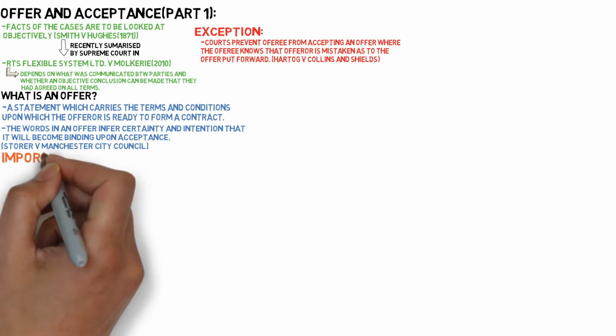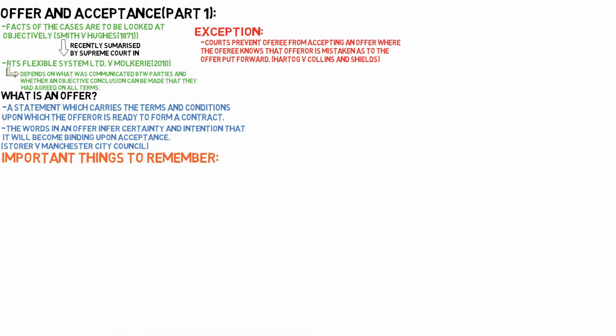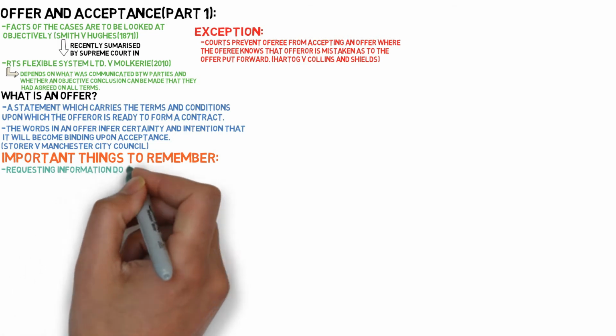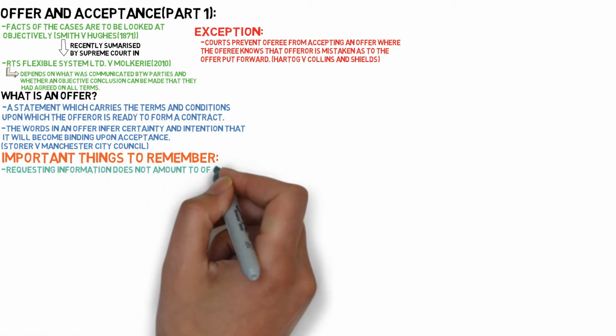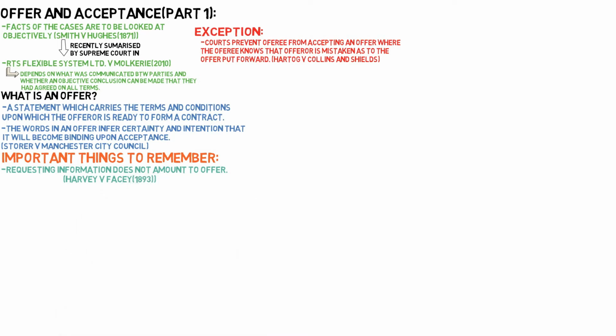A few important things to keep in mind so that you do not mistake them for an offer. One of these is where someone requests information. For example, if A asks B if B is willing to sell his sports car for a low price of £10,000, this does not mean that A is offering B to buy his sports car. A similar view was established in Harvey vs. Facey from the year 1893.